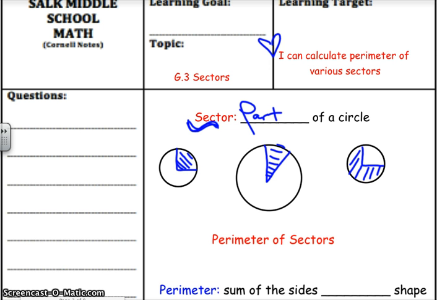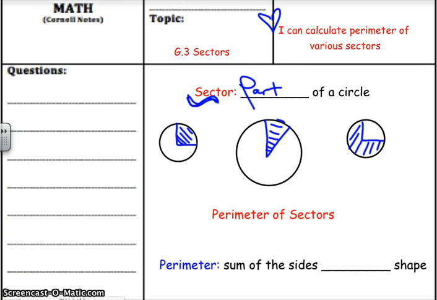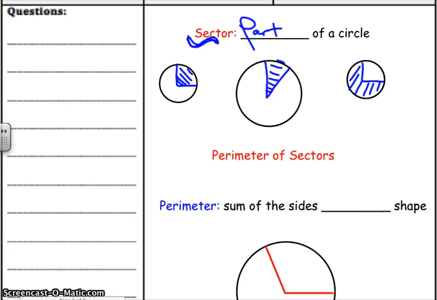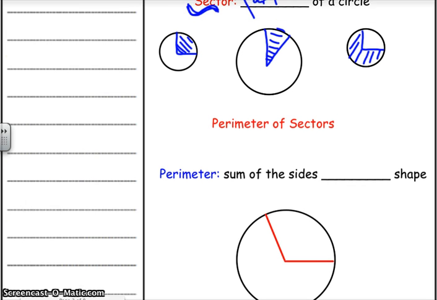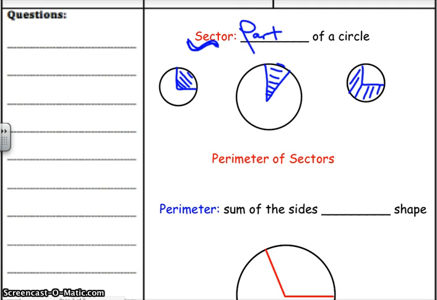Okay, before I move forward, we need to talk about perimeter and remind ourselves that when we're talking about perimeter, we're adding the outside of any particular shape. Same thing with a sector. If I wanted to find the perimeter of the sector, I would add this side and that side and part of the circumference. Wouldn't I? Circumference, I heard you talking earlier, is the same as perimeter of a circle.